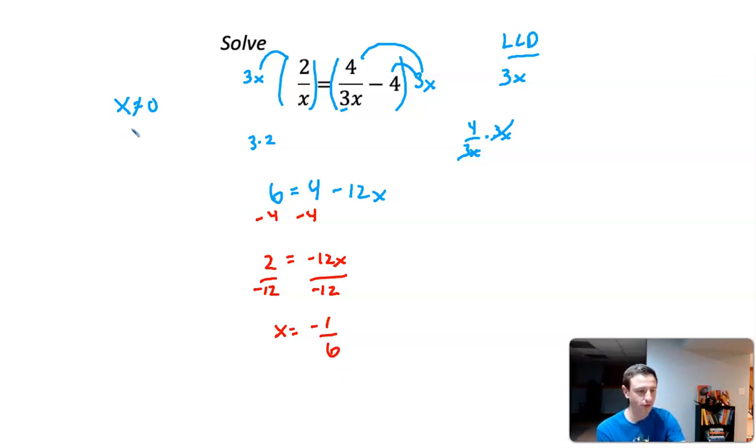Go to our little key here that x cannot equal 0. We got a value that isn't equal to 0, so we're good. X can equal negative 1/6, no problem. And that's going to be our solution of this rational equation. The key here is locating that LCD.